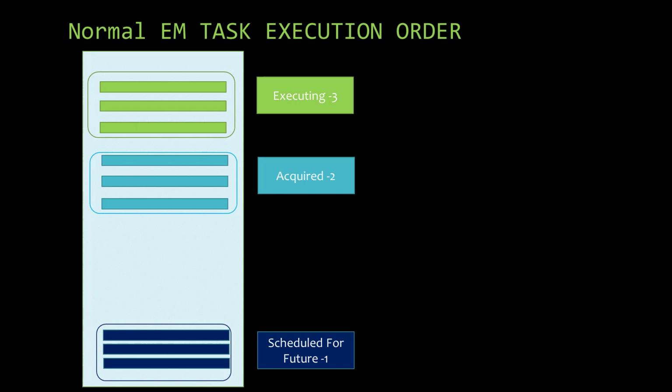In this queue, the event manager records will have a schedule. Each record is executed at its time. So when the time comes, for example, take a task that is scheduled in the future, which is represented in blue color. The task will move to the acquired status and then move to the executing status, and then it gets removed from the EM table. Acquired status is a very short-lived status.